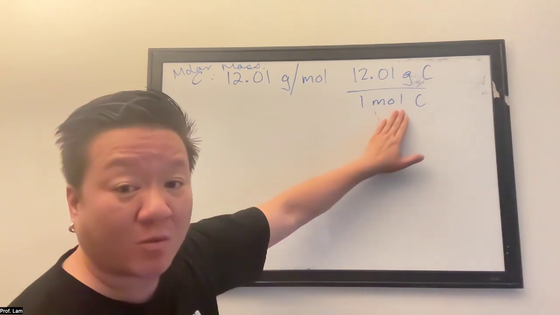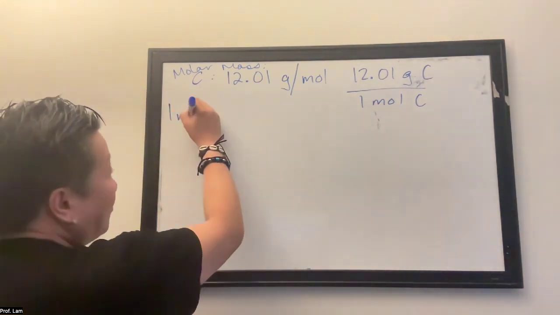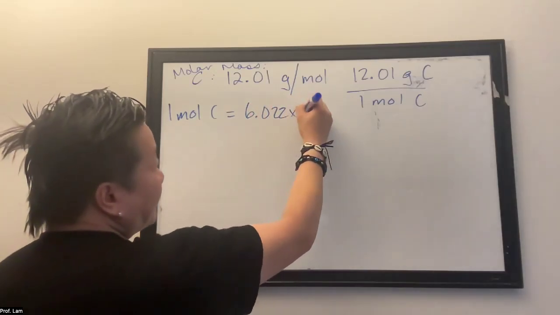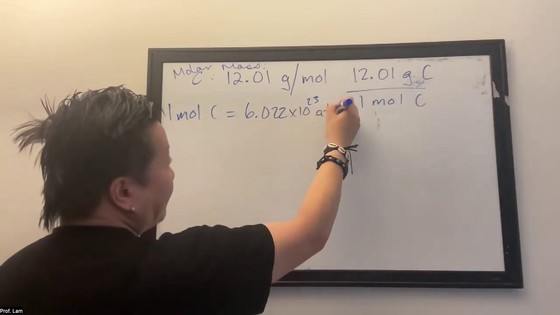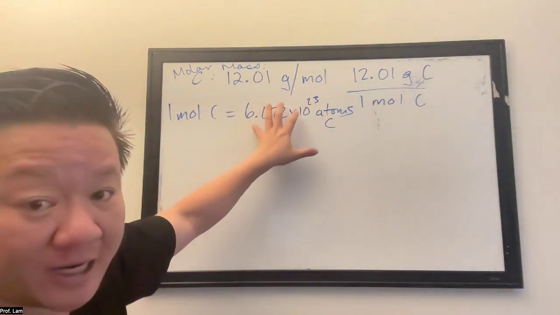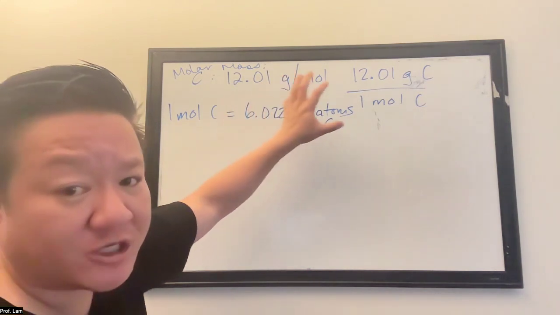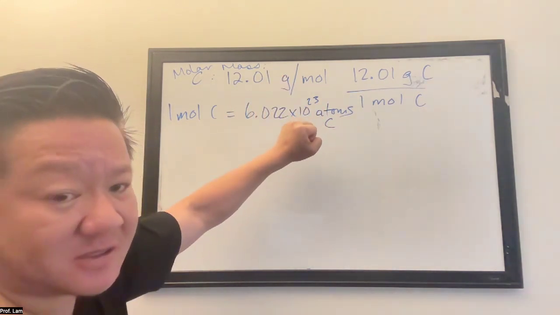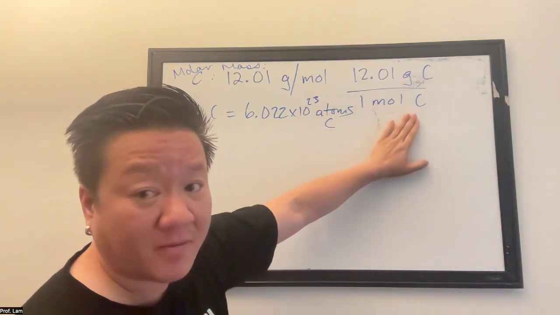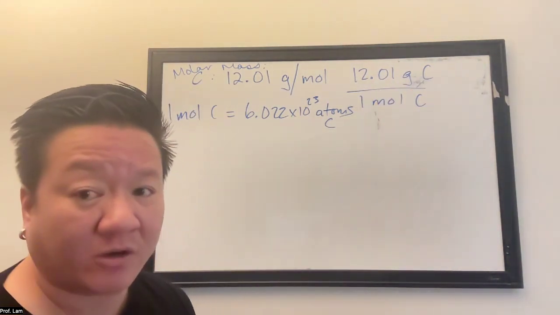And you guys remember what 1 mole meant, right? 1 mole is the chemist dozen. It's 6.022 times 10 to the 23rd atoms of carbon. So we've just lumped all that, right? Because atoms are really small. So we just grouped that number of atoms and we call it 1 mole. Okay. So 1 mole of carbon then weighs 12.01 grams of carbon.